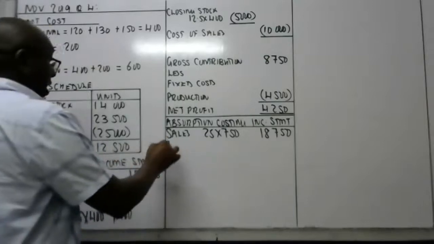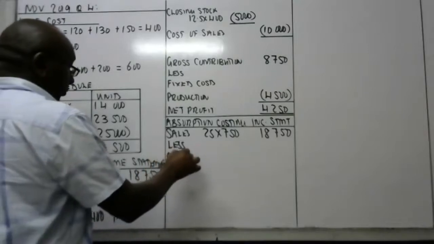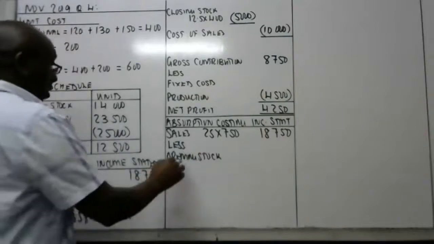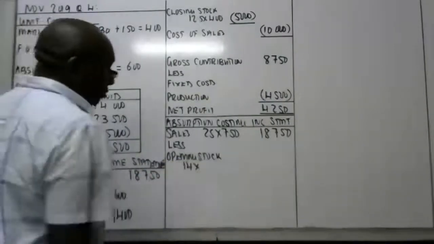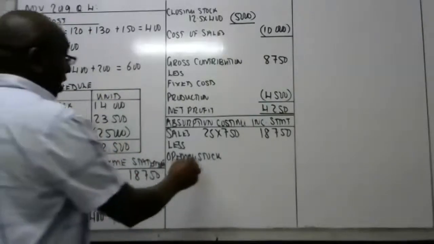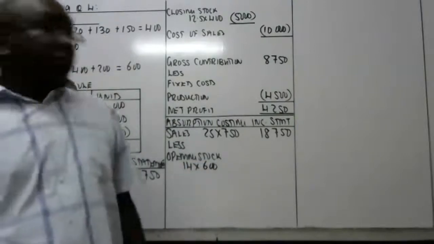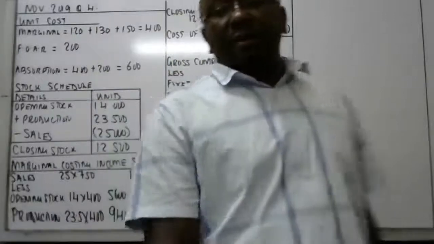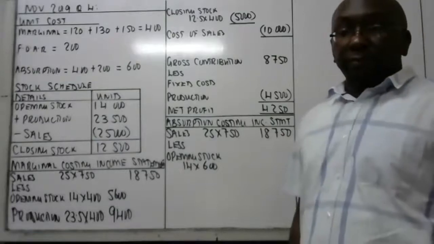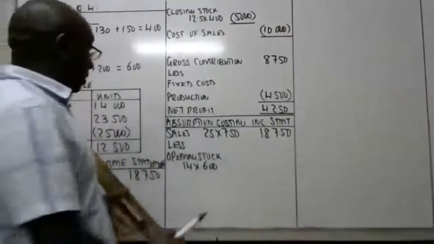Then we say less opening stock. So the opening stock will be 14 times. Each unit is 600 now. So 14 times 600, what is the answer? 8,400.